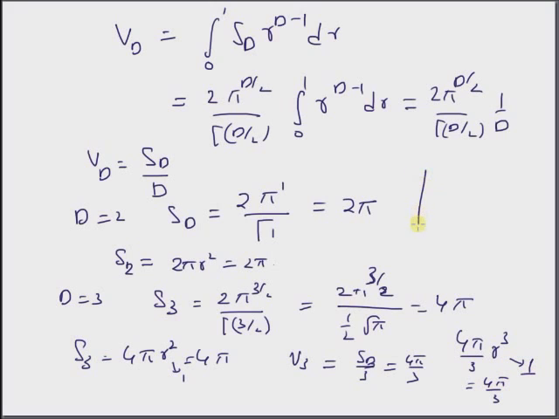So, the surface area of a unit sphere in d dimensions is given by 2 into pi power d by 2 divided by gamma of d by 2. Volume is Sd by d.